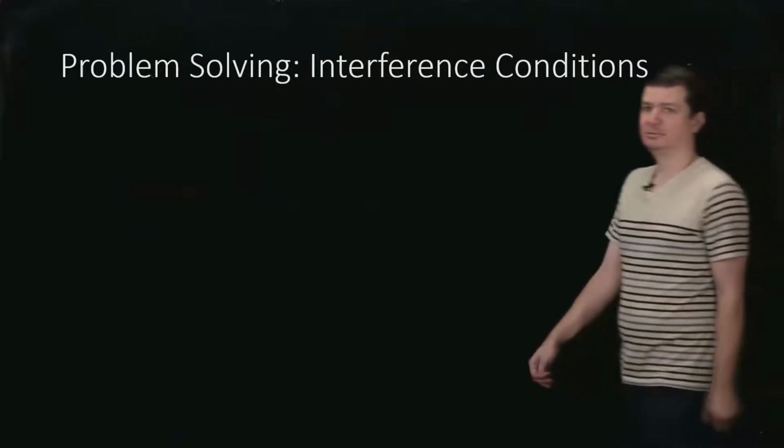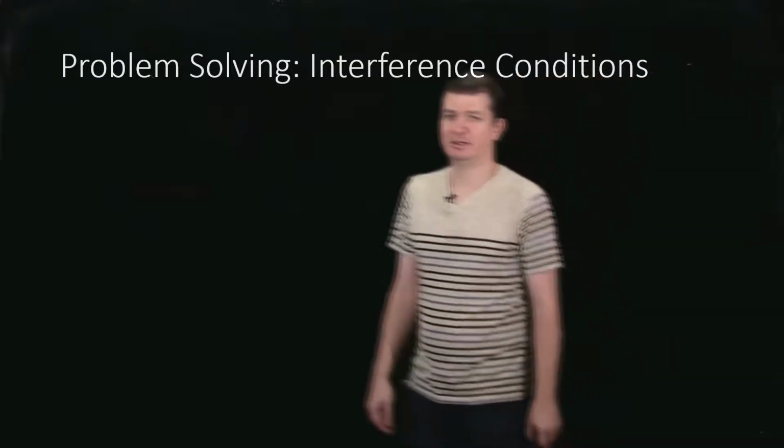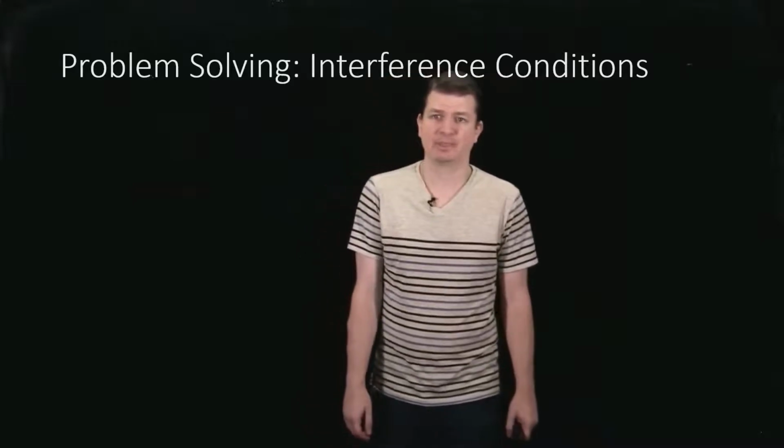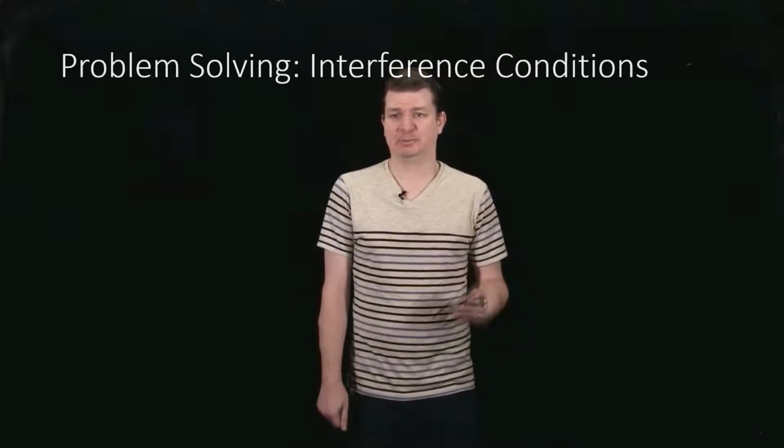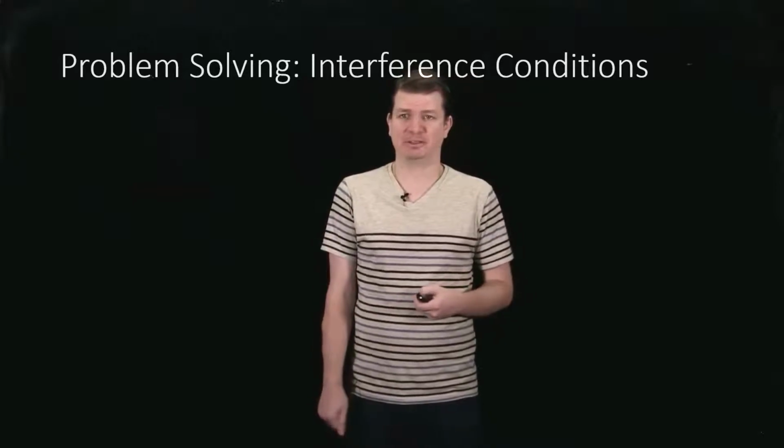Hello, and welcome to this problem-solving video on interference conditions. In this video, we're not actually going to be solving a problem fully. Instead, we're going to be looking at the general approach to solving problems where you have two waves arriving at some point together, and you want to be able to say something about whether you're getting perfectly constructive or perfectly destructive interference at that point where they arrive.